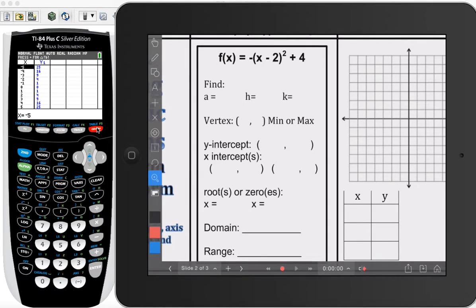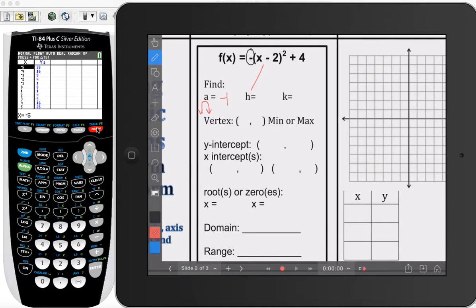y equals negative (x minus 2) to the power 2 plus 4. Now let's go ahead and answer what a, h, and k are. And we can always check by graphing this. But remember that the a is always the number in front. So in this case, it's negative 1. Since a is negative, keep in mind that this graph is going to be opening downward. We will see that on the graph in a minute.